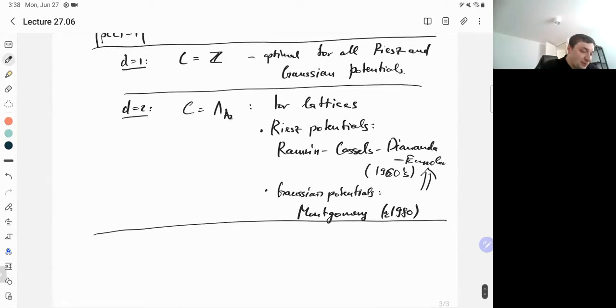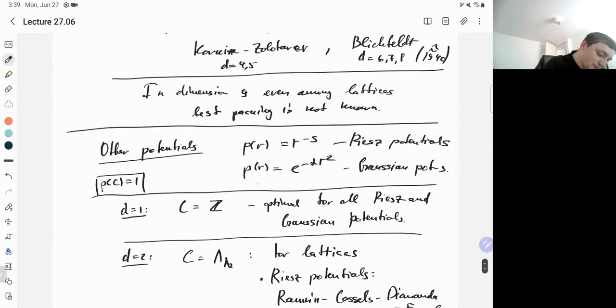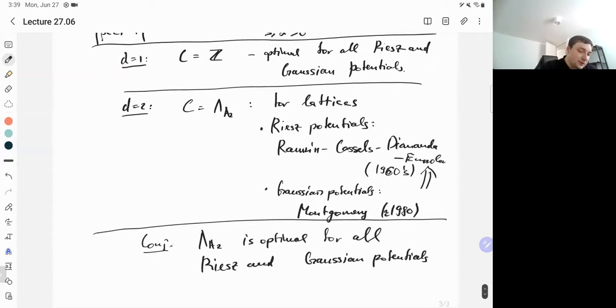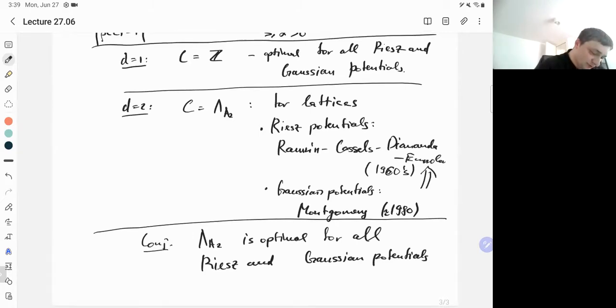Okay, but then, as you already heard earlier today, there is a conjecture, and it's completely open. The conjecture is that this should always be optimal for all configurations. So the A2 lattice is optimal for all Riesz and Gaussian potentials. I guess I should have said here that we only consider s and alpha positive. It's also expected to be optimal for logarithmic energy, but I don't want to define it now.